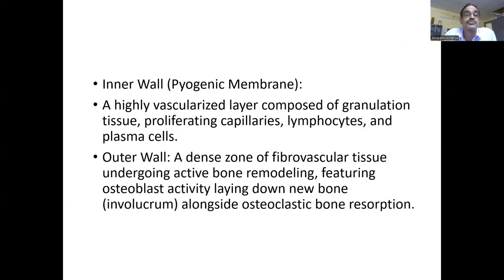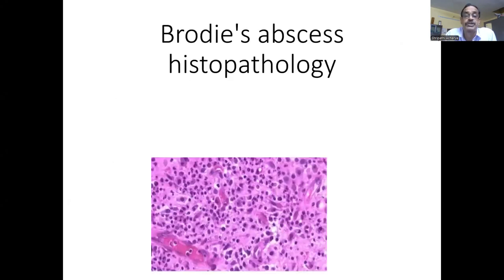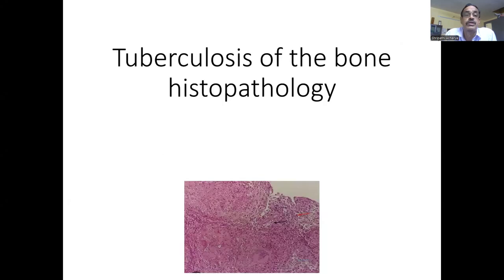Inner wall, pyogenic membrane: a highly vascularized layer composed of granulation tissue, proliferating capillaries, lymphocytes, and plasma cells. Outer wall: a dense zone of fibrovascular tissue undergoing active bone remodeling, featuring osteoblast activity laying down new bone, involucrum, alongside osteoclastic bone resorption. This is the steps. Next, tuberculosis of the bone is the pathology.